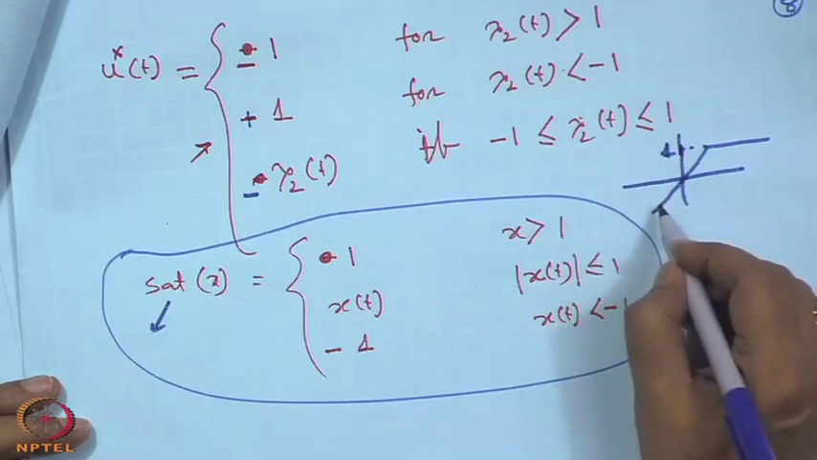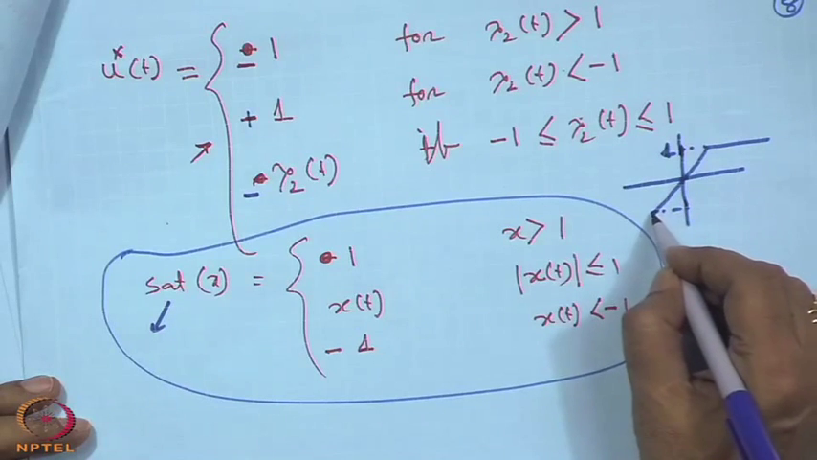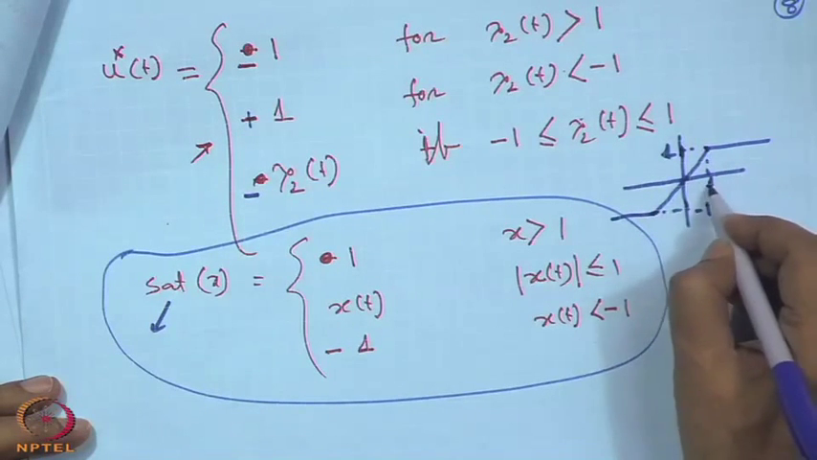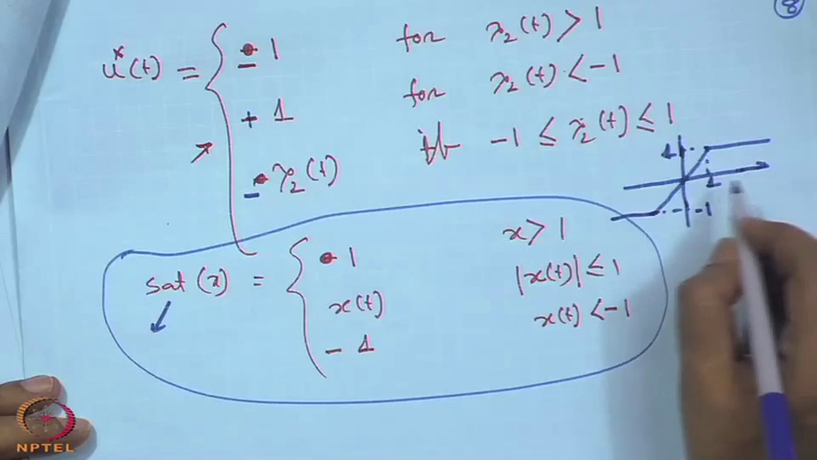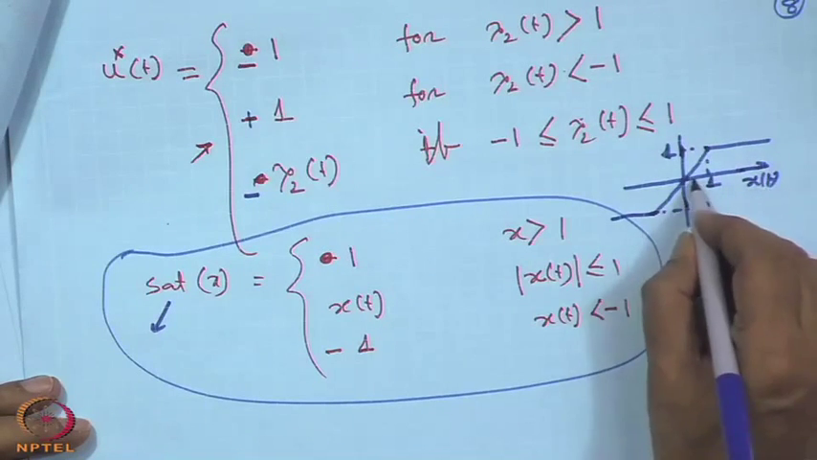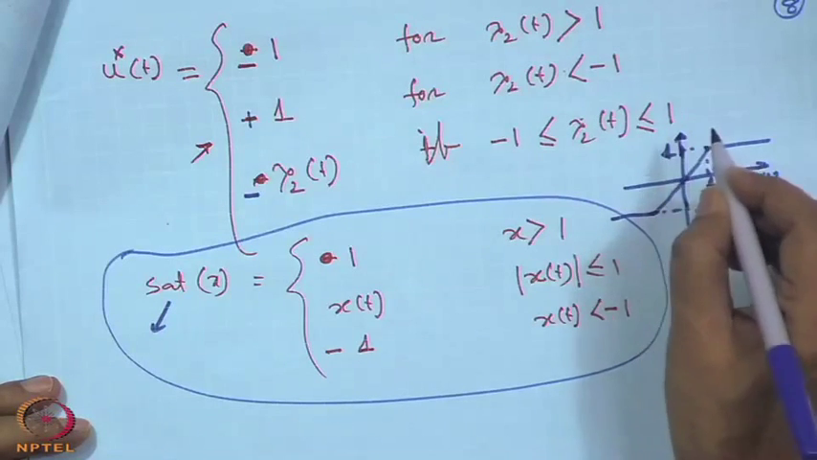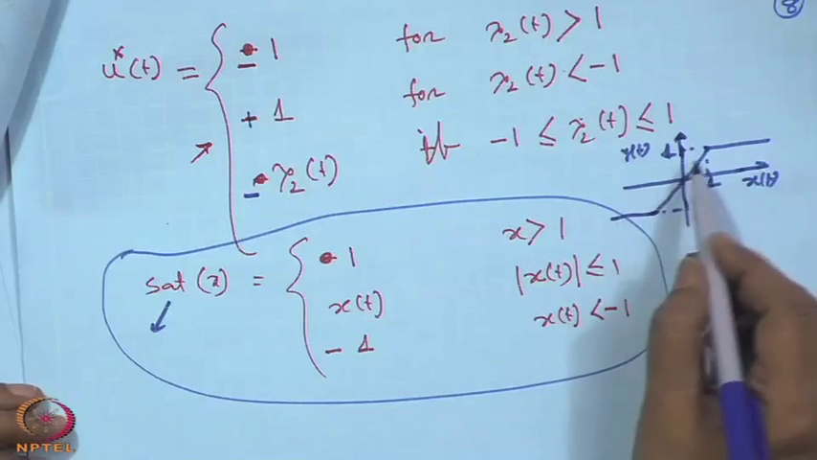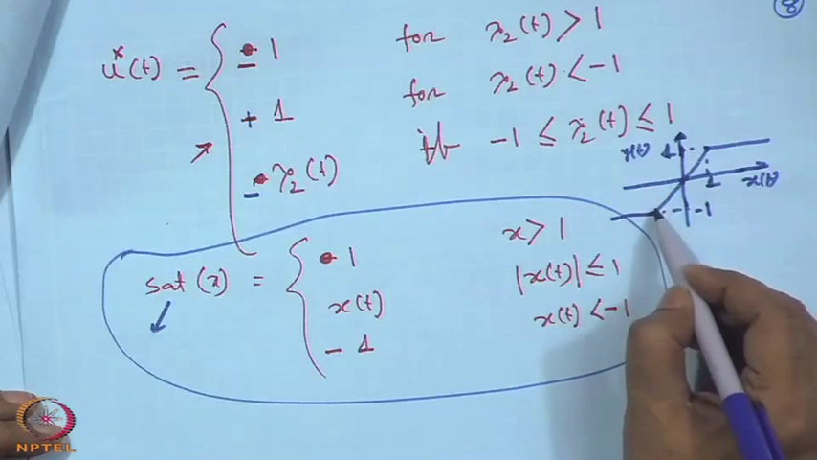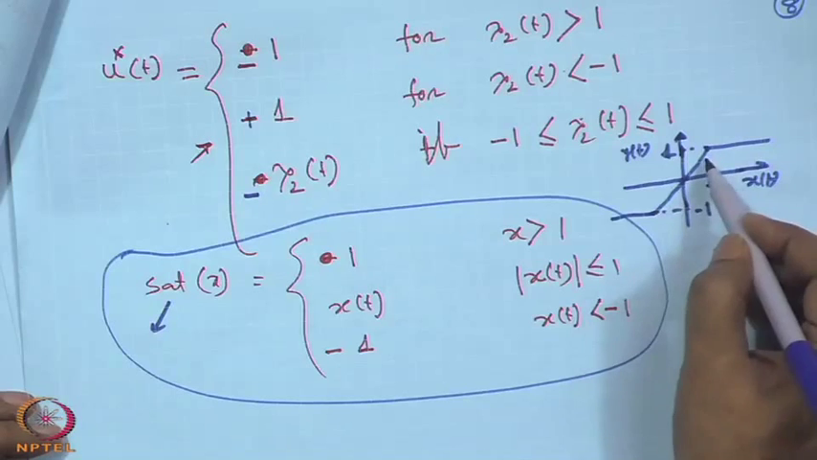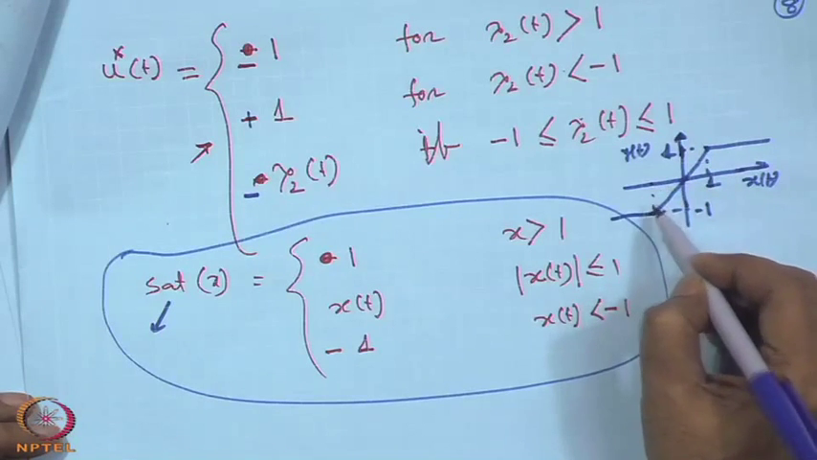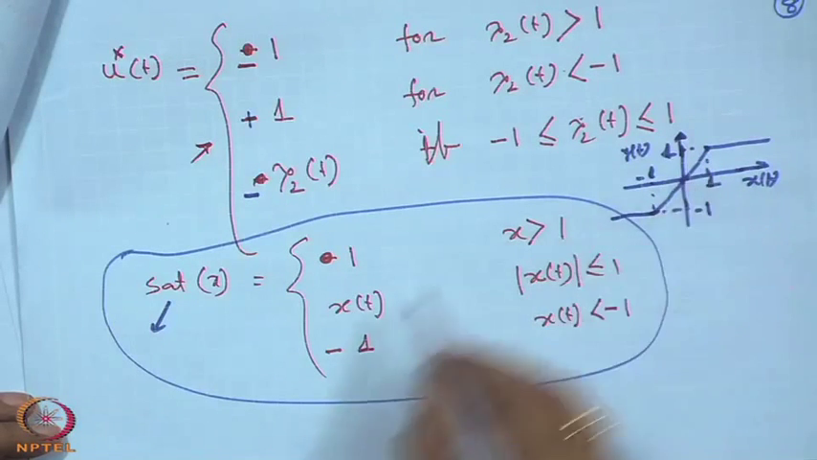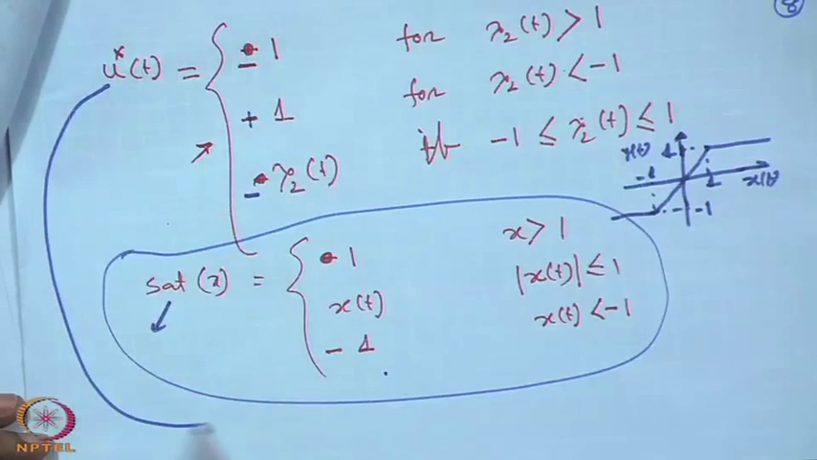Saturation function, this is 1 and this is minus 1, and when this is also 1, slope is 1. If you can say that this is x of t, when you have x of t greater than or equal to 1, the output, you can say y of t, the saturation output will be 1. When this is less than minus 1, that output will be minus 1. When x is in between minus 1 to 1, that will be the value of x we have to consider. So, in fact, this is nothing but a u star.